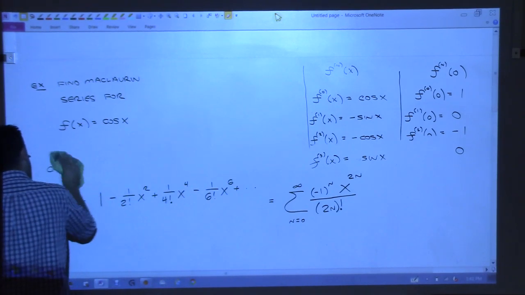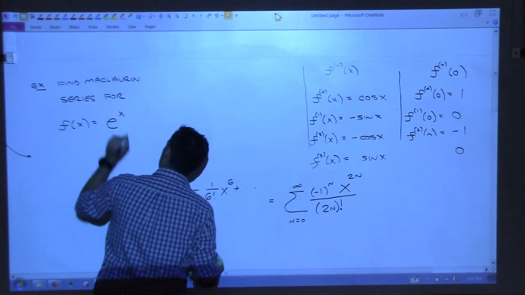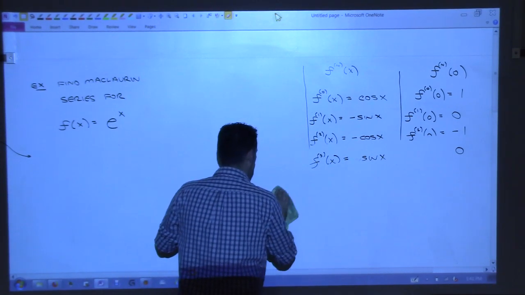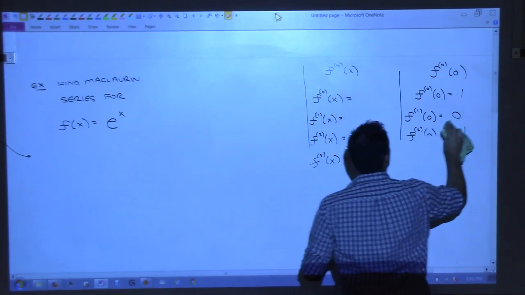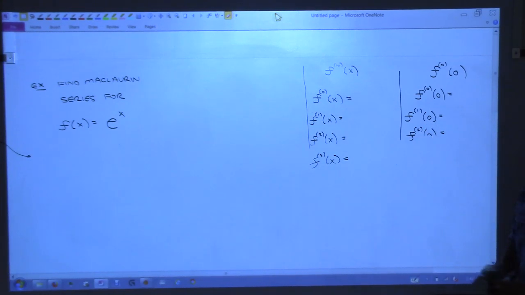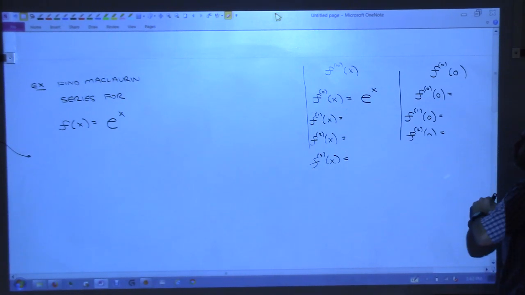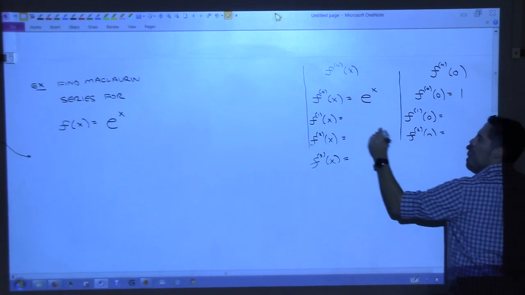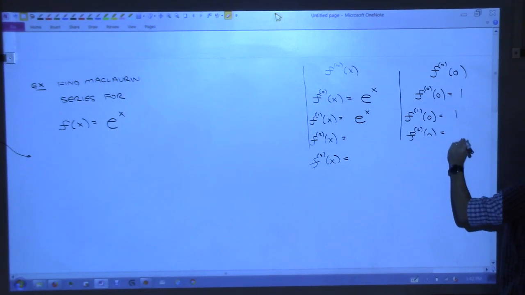Let's do another one. How about our good buddy, e to the x? So e to the x, see what these derivatives look like. Well, first we start with e to the x. We don't take its derivative, and then we plug 0 in. And e to the 0 is 1. Then we take the derivative of e to the x, which is e to the x, and we plug in 0 again. 1.